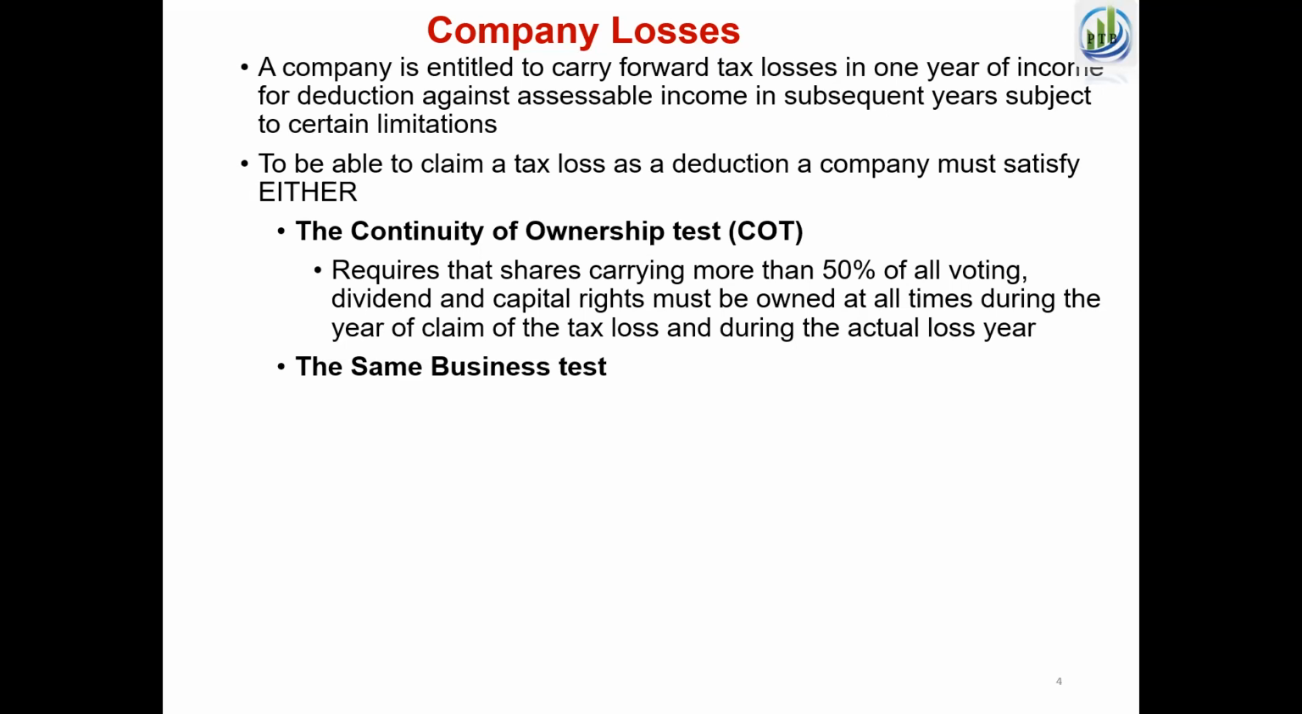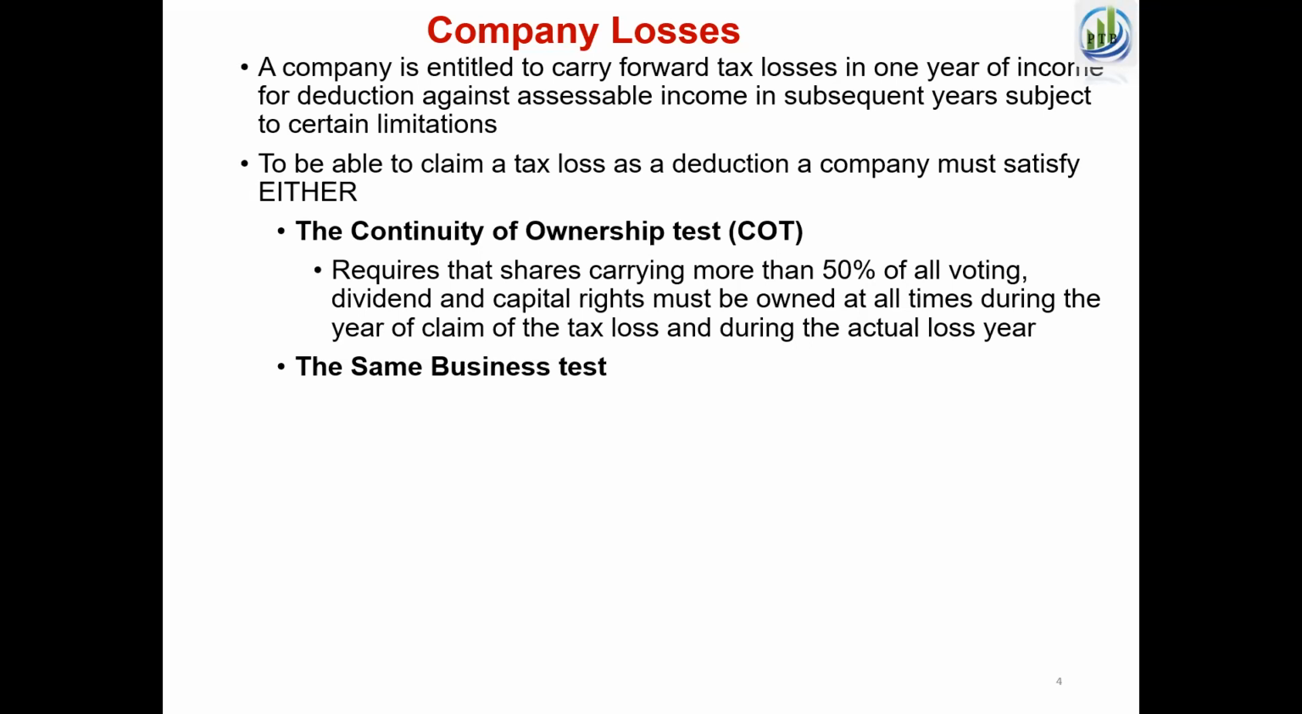So what does the same business test mean? When your capital loss occurs, in the year of the company loss, what is your business core activity, and when you offset it in a later year, if the core activity between those years has not changed, that means you can offset.